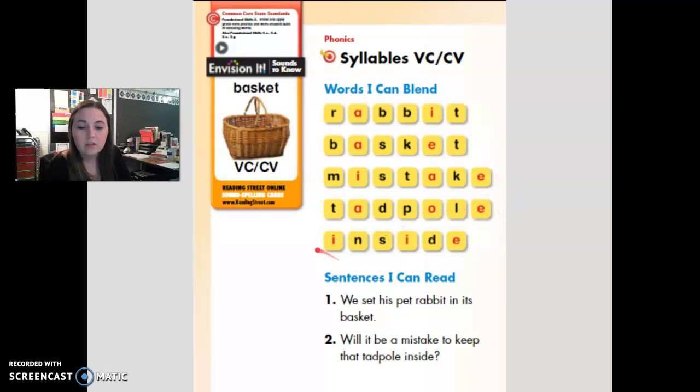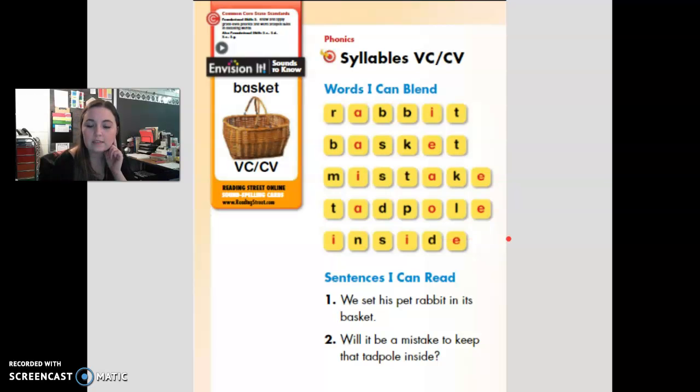Last one. Got a vowel, consonant, consonant, vowel. Ready? In between those two consonants, we're going to chop them in half. In, s-i-d, side. We know the sneaky E is there, so we know that I is going to say I. Inside. What's this word? Inside.